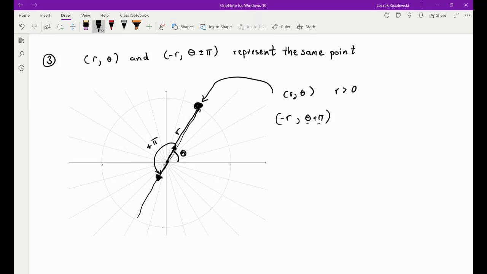Right. So I guess what I'm saying is that to get another representation of exactly the same point, you can add pi to your angle theta, and then replace r with the negative of that r. You can get back to the same point. I hope geometrically that makes sense. I don't think I explained that the clearest way.